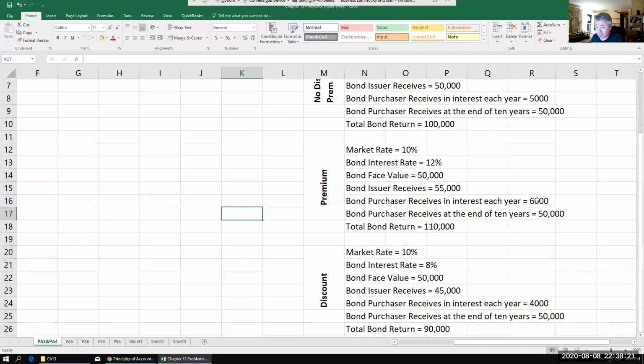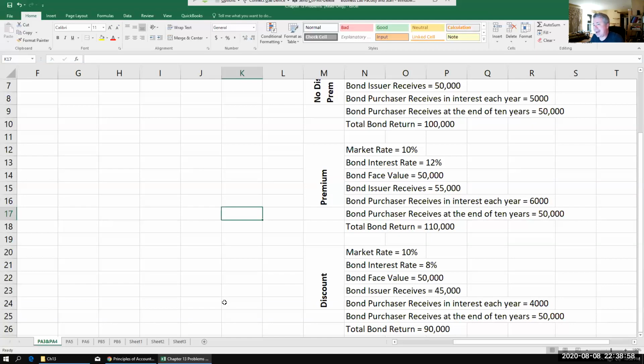But over the course of the bond, you've also paid way more in interest, and so the total bond return is $110,000 for the person who purchased it. Where up here, the total bond return was $100,000. So here, they end up making essentially $5,000 more because they paid $5,000 for the privilege of this higher rate, but they ended up with $10,000 more in interest. You offset that there. You're looking at a $5,000 increase in return. So it's attractive for the investor.